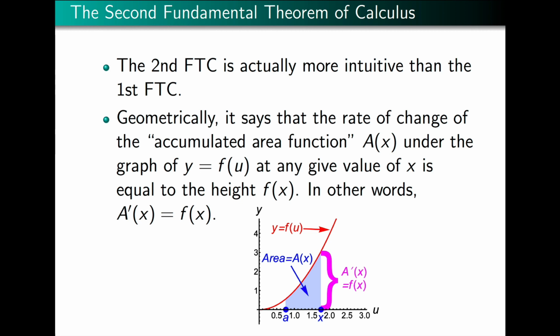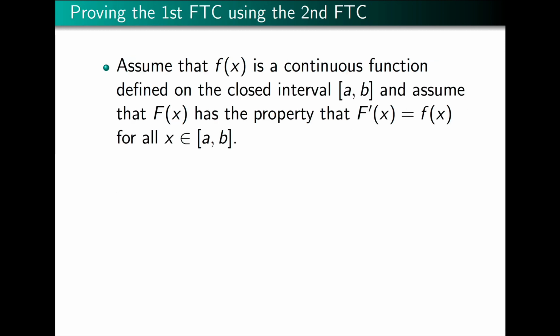As that gets bigger, A prime gets bigger, that means area under f is being accumulated faster and faster. Now we are finally to the proof of the first FTC using the second FTC. So we need to start our argument by assuming the premises of the first FTC.